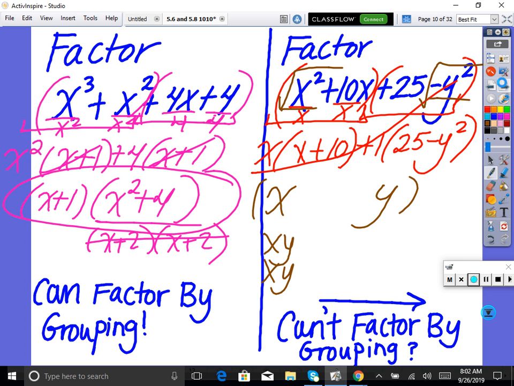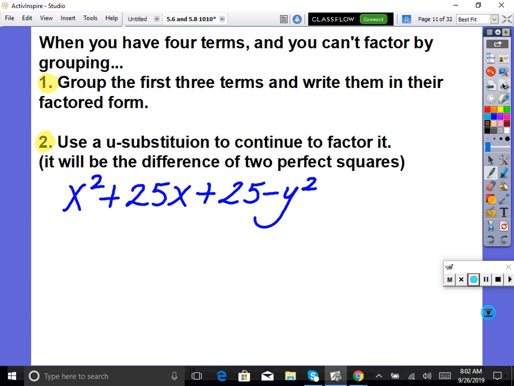So what we're going to do is a new method. I don't even know how to give it a name. I call it alternate grouping. Alternate grouping. So I write that down in my notes. If you have 4 terms and it doesn't factor by grouping, we use alternate grouping. I don't know what else to call it. So it's just kind of a process you'll have to memorize.